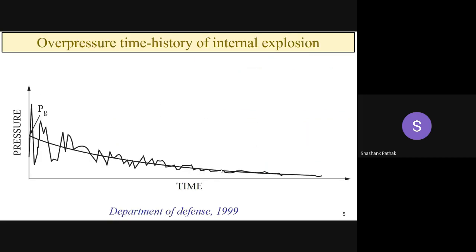So here you see the overpressure time history of internal explosion. Till now you saw the overpressure time history of external explosion. That was idealized: some rise time, then decay, and then it goes to the negative phase. So generally that was the case of air blast that we saw.